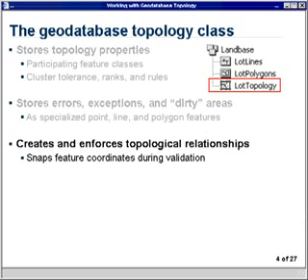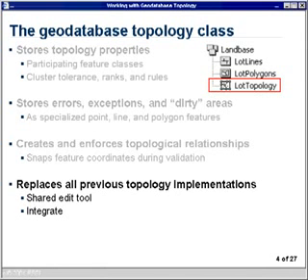So during validation, all the feature coordinates that are within a certain defined cluster tolerance are considered identical, and they are therefore coincident geometry is established. And that enforces your topological relationships, or gives you the ability to enforce your topological relationships by the rules that you apply.